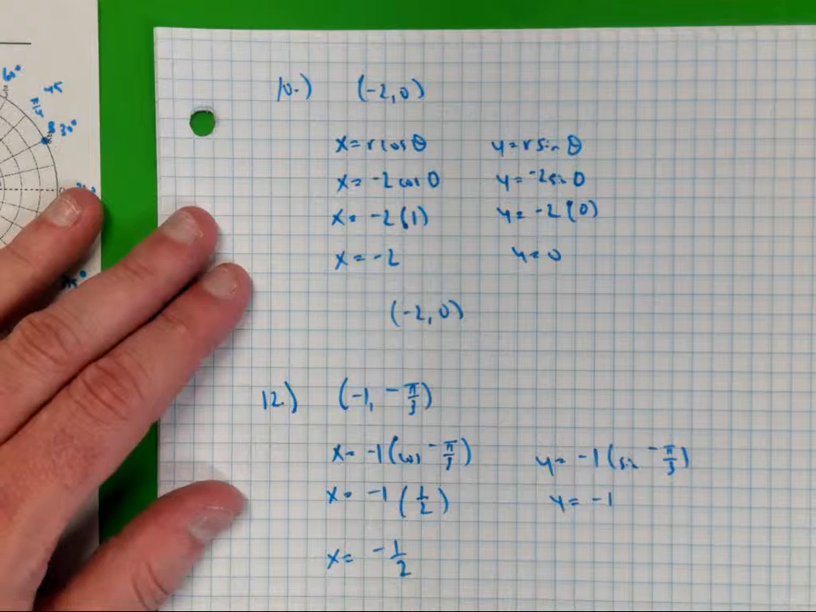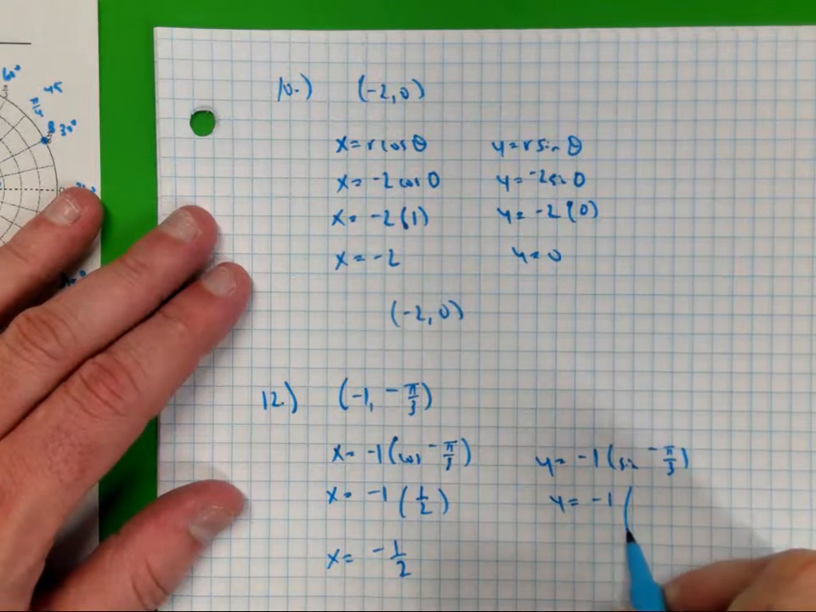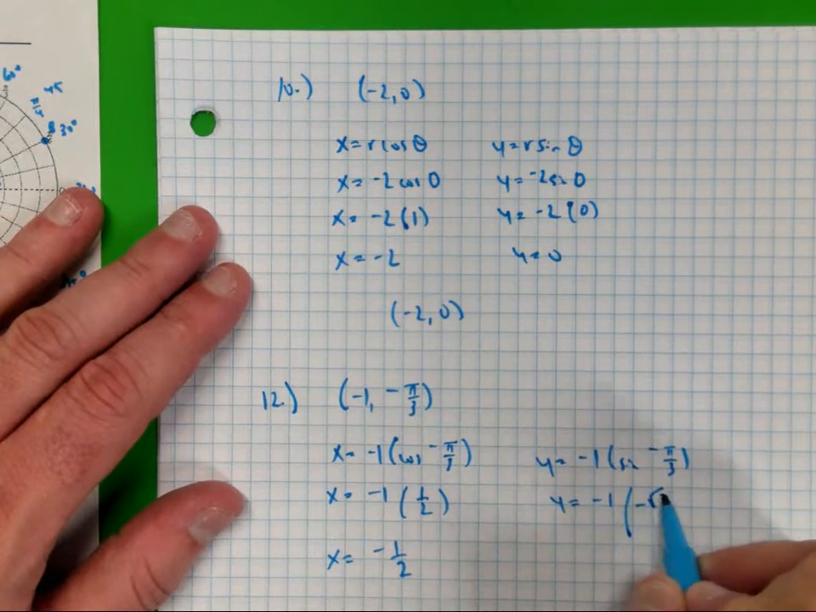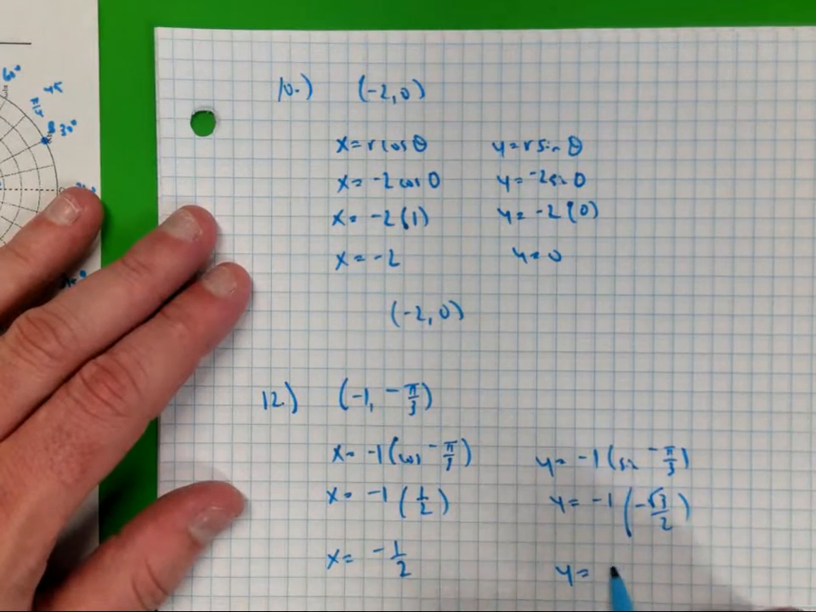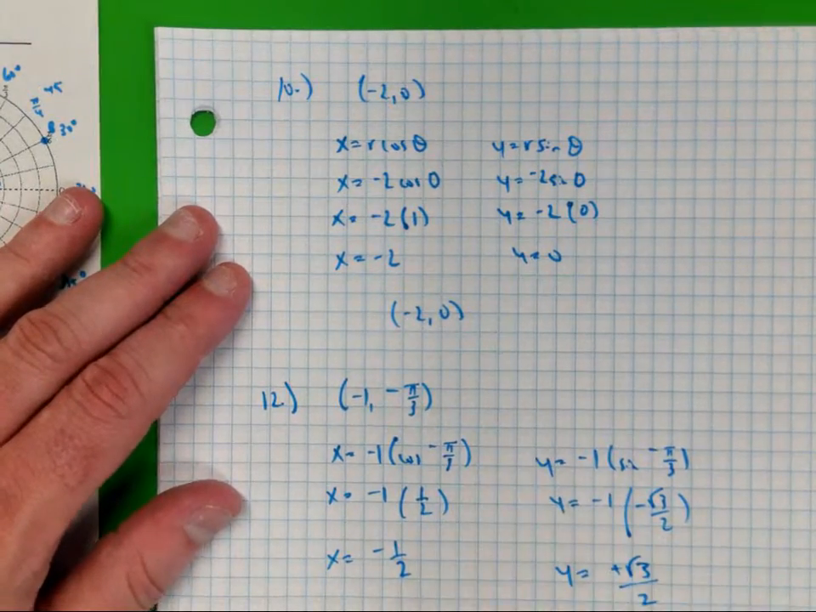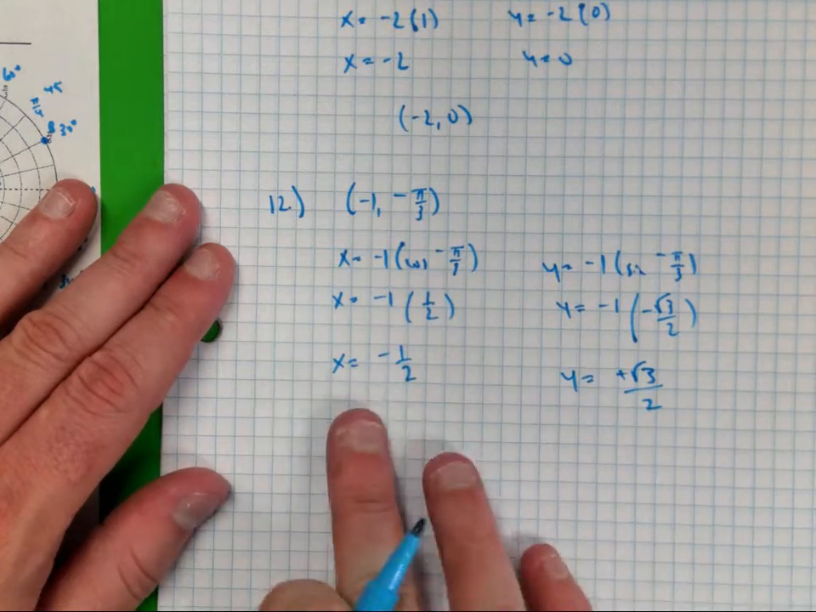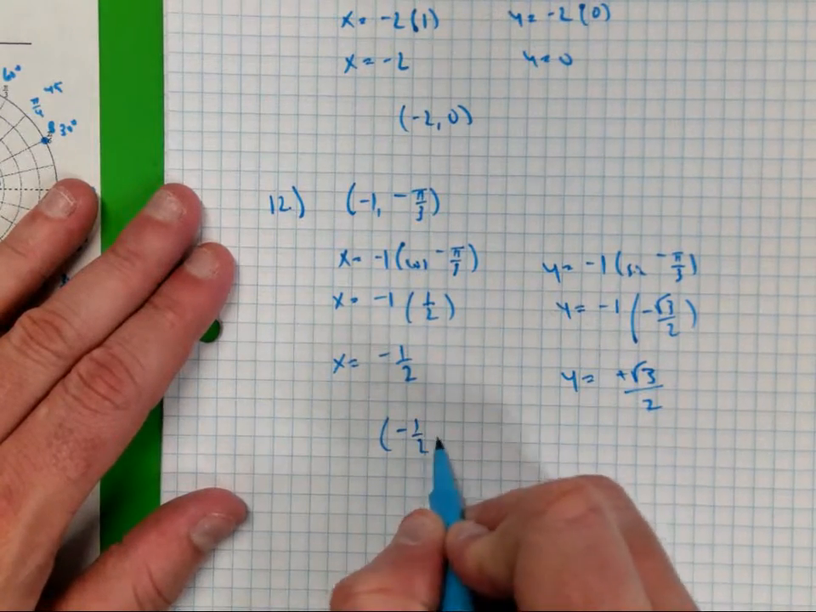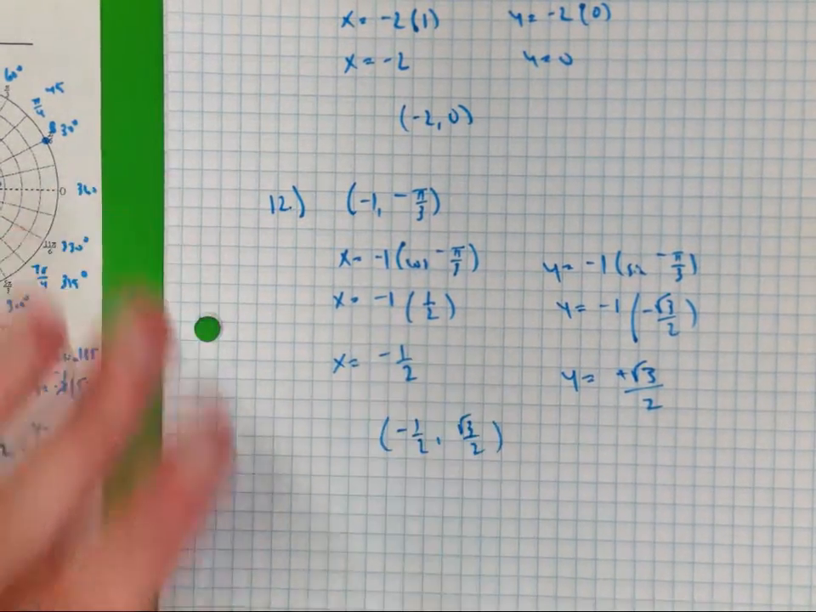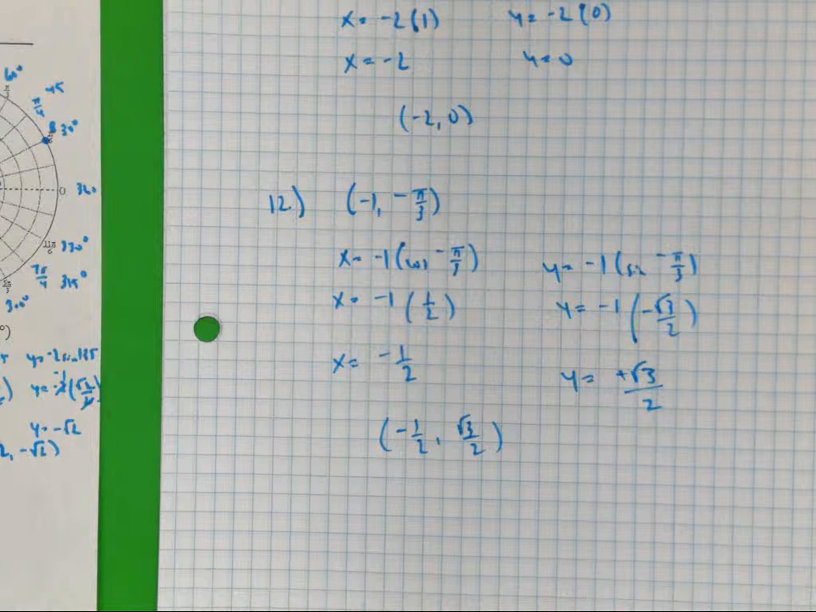Sine of negative pi over 3. What is that? Everybody. Thank you for that energy. I needed that. All right, here we go. That's what I'm talking about. All right, now, my ordered pair would be negative 1/2, root 3 over 2. Did everybody get that? Did I mess up somewhere?